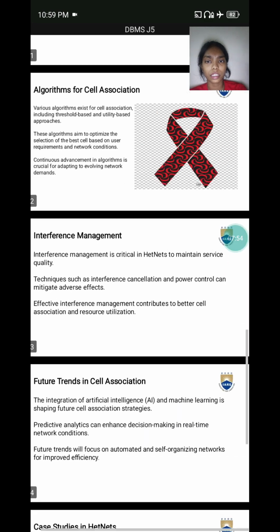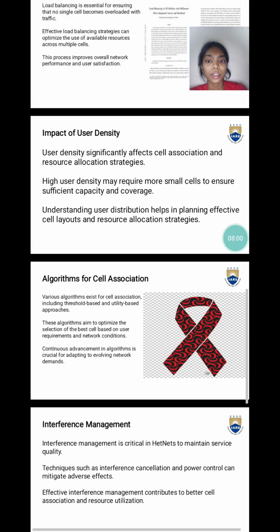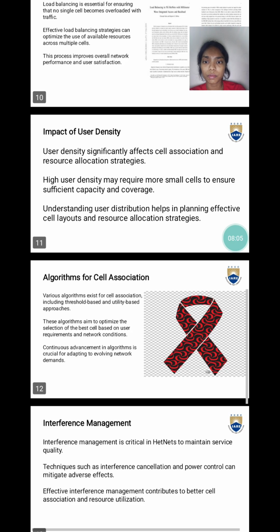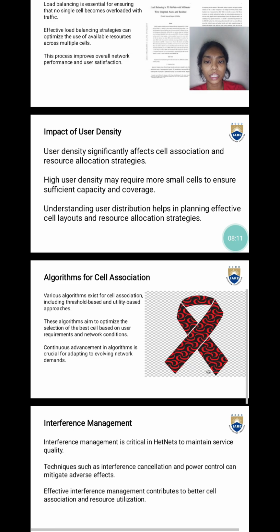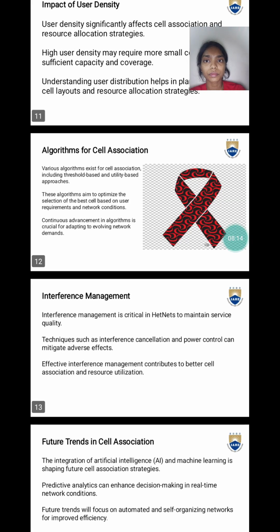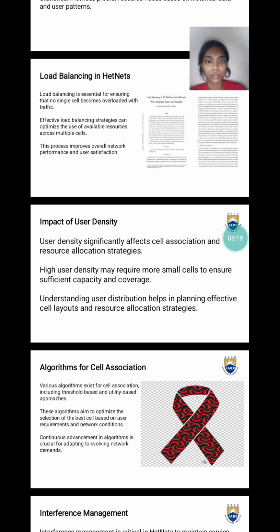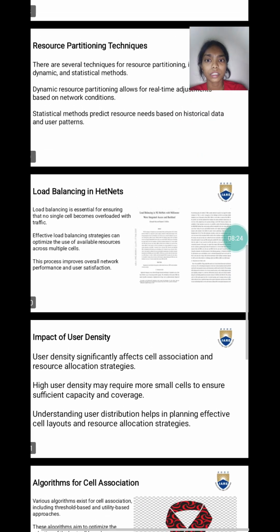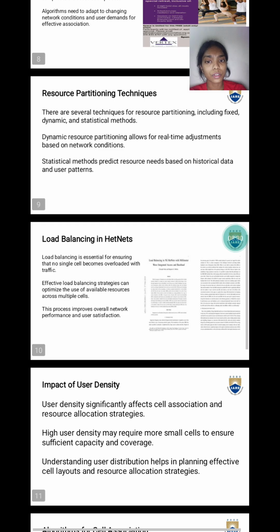Now we can again say that the algorithm for cell association has various algorithms, including threshold-based, and it optimizes the selection of the best cell. The impact of user density affects cell association and resource allocation. In load balancing, no single cell becomes overloaded with traffic.